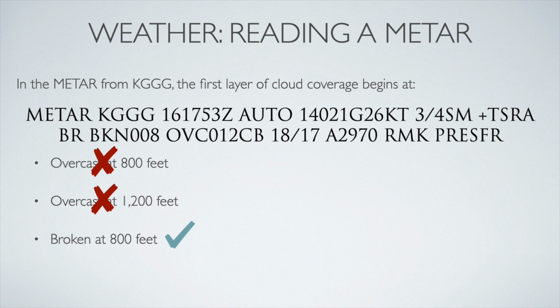Just for some clarity here, a broken layer of clouds is anywhere between 5/8 and 7/8 of the sky covered in clouds. Overcast is completely covered. There are different variations. You could have scattered, which would be 3/8 to 4/8. You could have few, FEW, and that would be 1/8 to 2/8. You can have less than that, which, anything less than an eighth, is just considered clear.